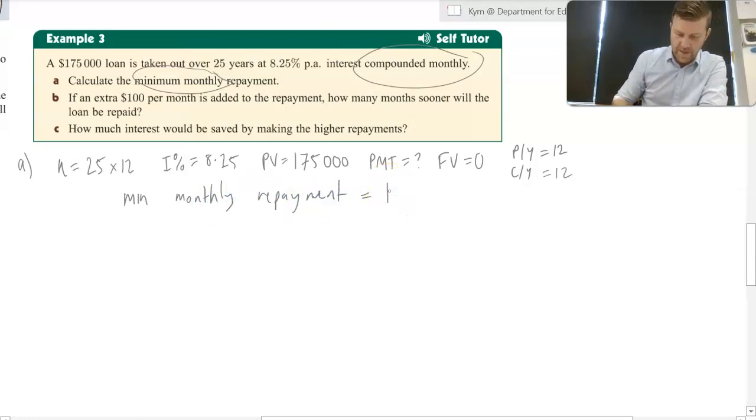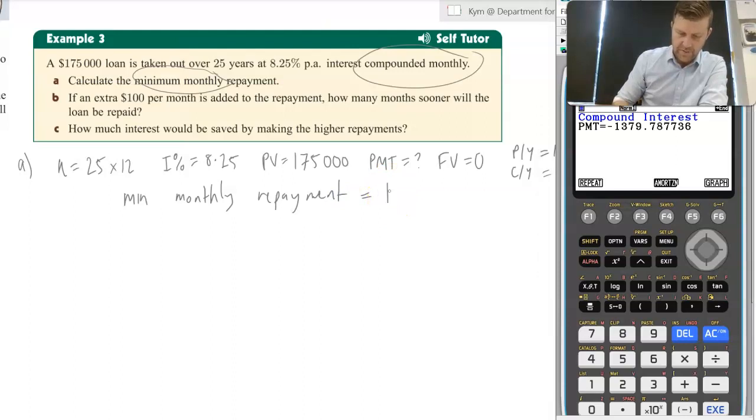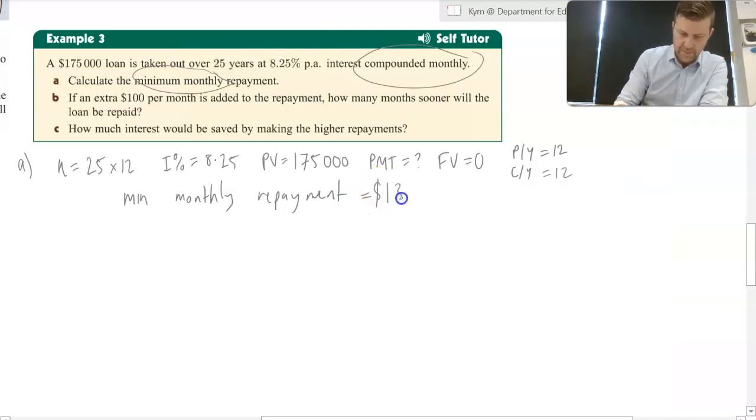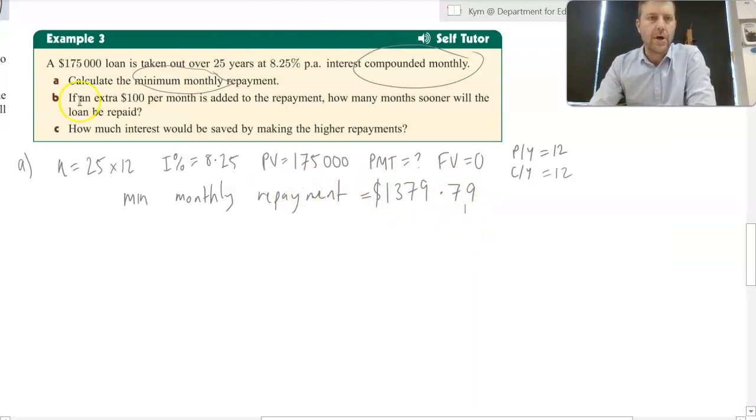what do we work it out to be? $1,379.79.